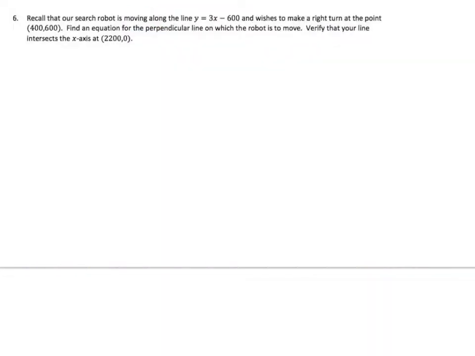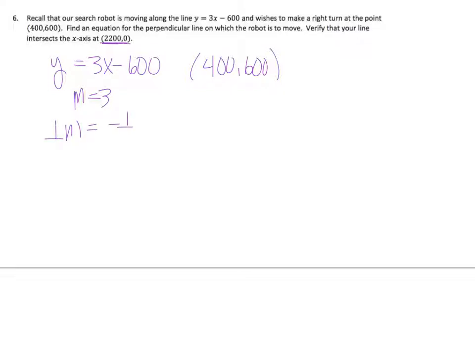Recall that our search robot is moving along the line y equals 3x minus 600 and wishes to make a right turn at the point 400, 600. Find an equation for the perpendicular line on which the robot is to move. Verify that your line intersects the x-axis at 2,200, 0. So our slope is 3. Our perpendicular slope is negative 1/3. And our point is 400, 600.